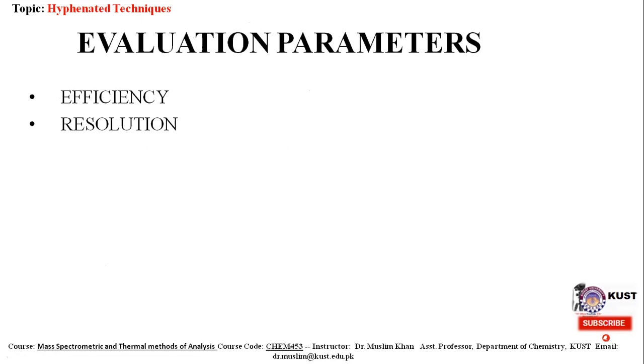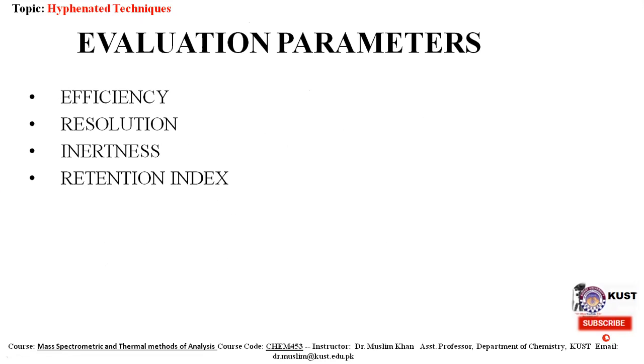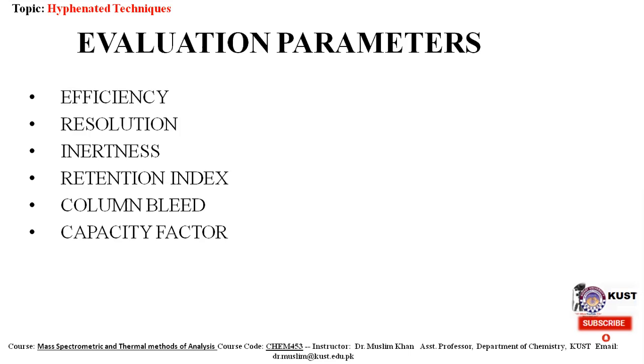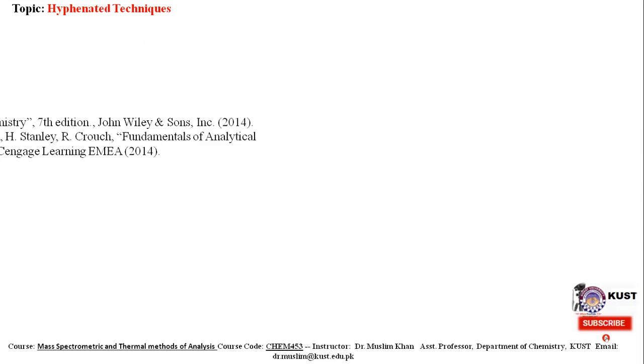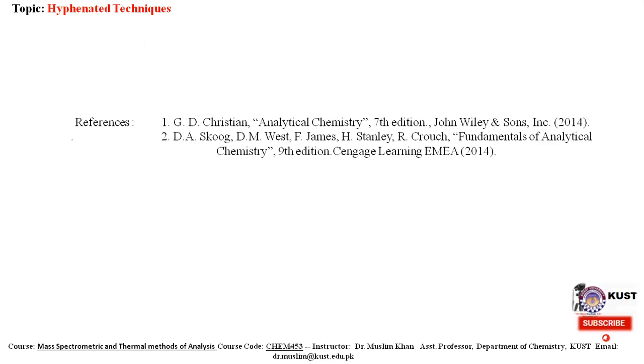Evaluation parameters for chromatography are efficiency, resolution, asymmetry, retention index, column bleed, capacity factor, etc. For this lecture, you can use J.D. Christian, Analytical Chemistry, Skoog and West, Fundamentals of Analytical Chemistry. Also, you can use J.D. Christian, Instrumental Analysis for this one.